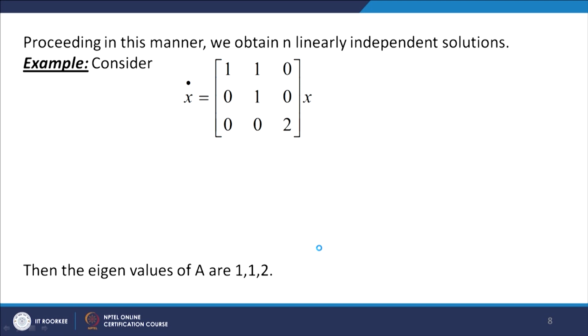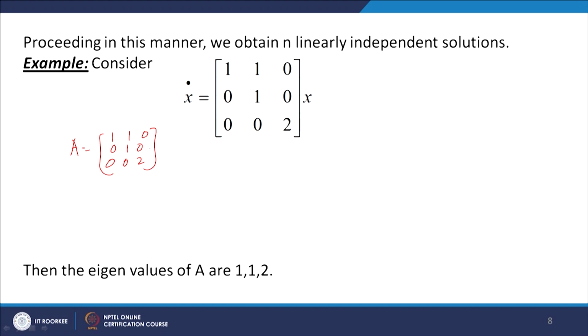So, let us now take an example where x dot is equal to A x is given. A is a 3 by 3 matrix. So, our aim will be to determine 3 linearly independent solutions of this vector differential equation. So, here A is equal to [1 1 0; 0 1 0; 0 0 2].